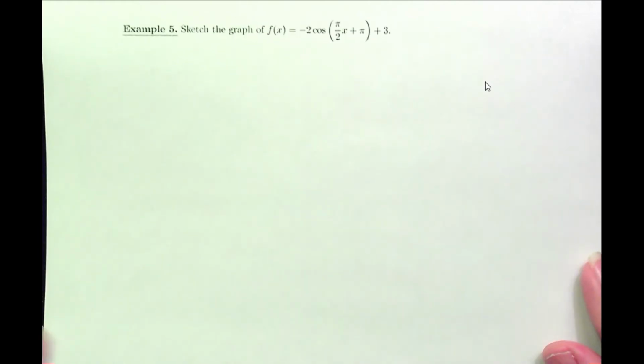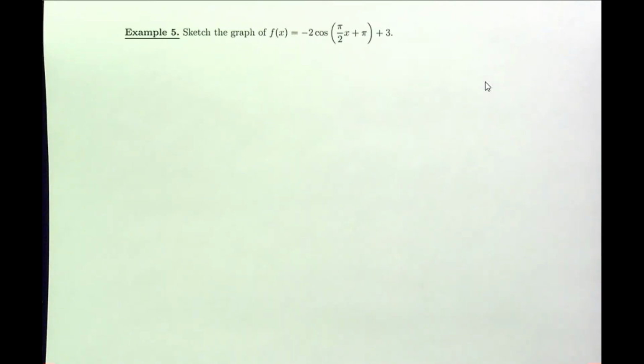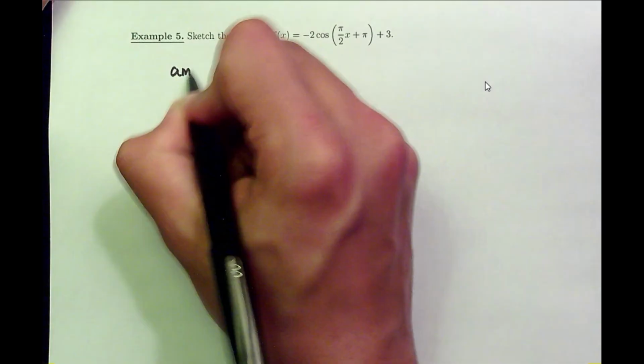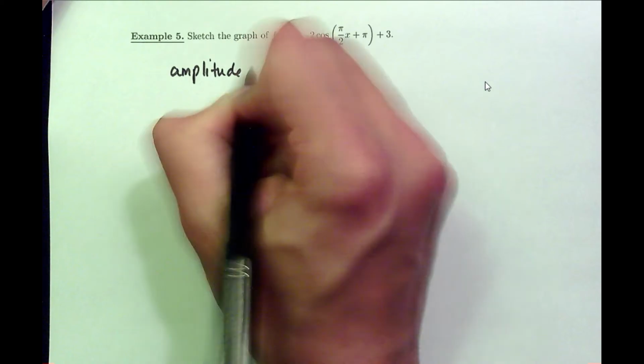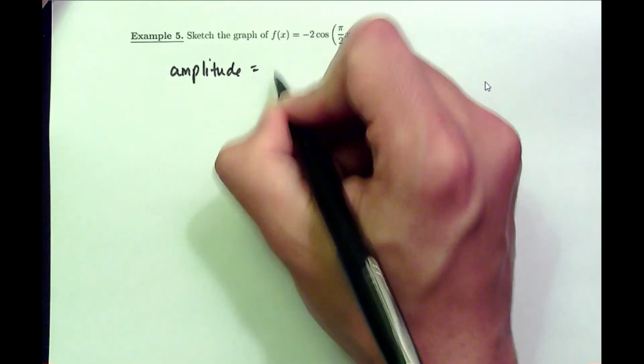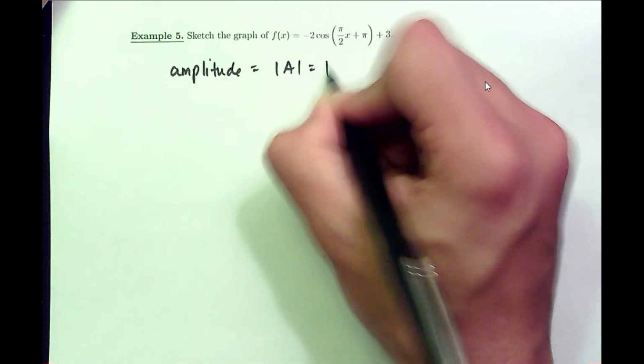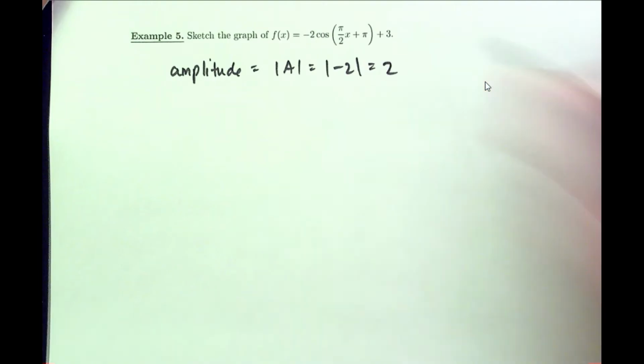Okay, now we're going to do our last example, and this one is an example of a cosine transformation. The first two that we did were sine transformations. Now this is a cosine one, but it's done exactly the same way. All right, so let's start by finding the amplitude. Amplitude is the absolute value of A, which is the absolute value of -2, which is 2.